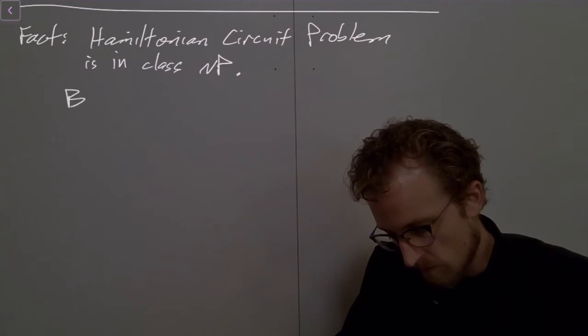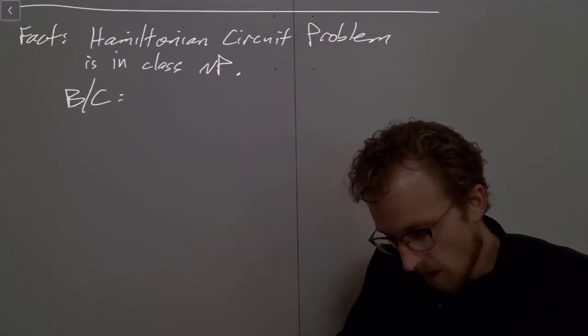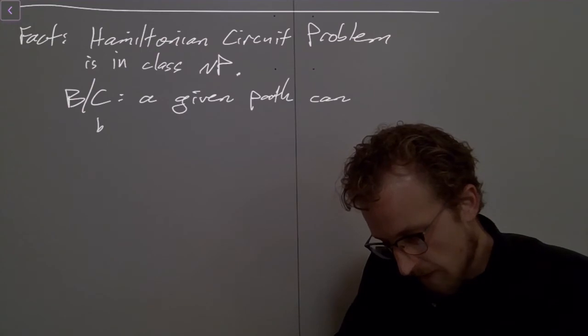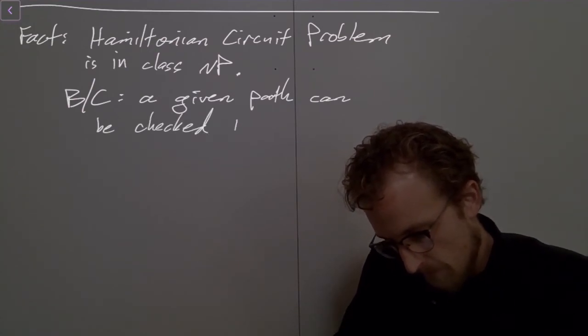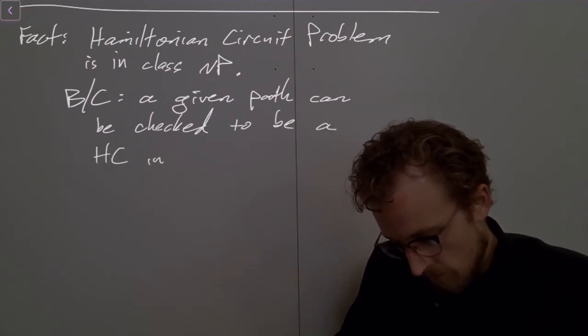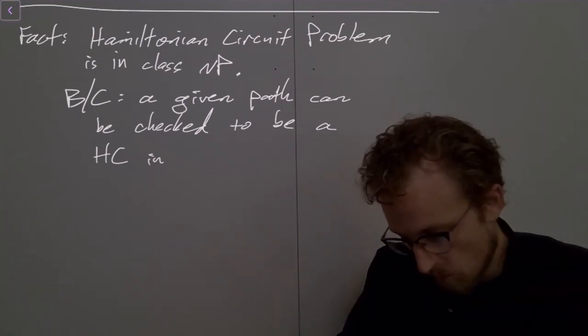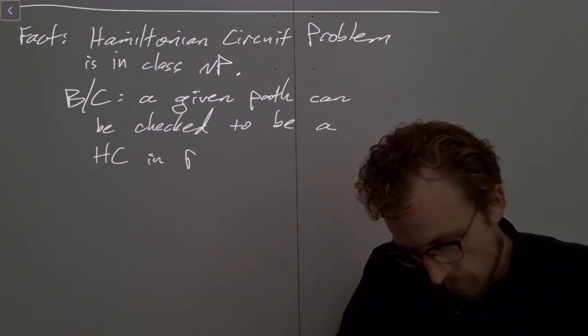And so let me just quickly write down why this is. So this is because a given path can be checked to be a Hamiltonian circuit in linear time. I'm going to say in polynomial time just so that we're connected well to the definition of NP.